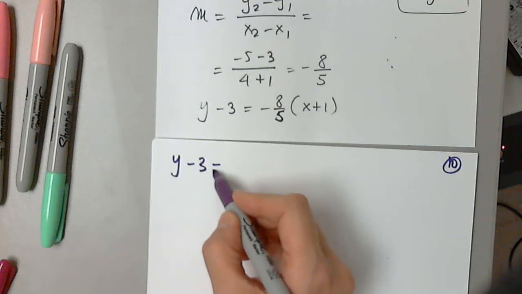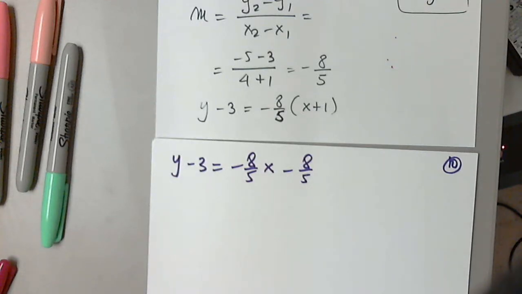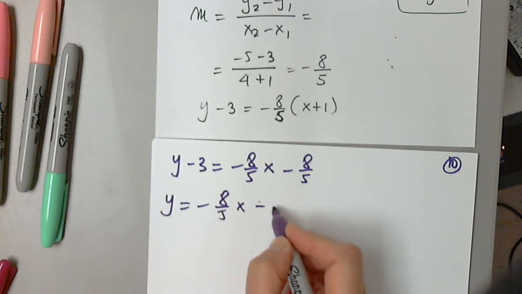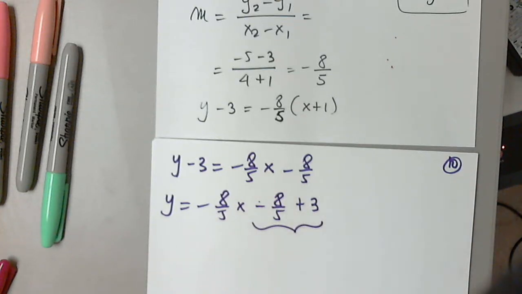So y minus 3 equals negative 8/5 x minus 8/5. We distribute negative 8/5 to x and to 1. And then we add 3. So y equals negative 8/5 x minus 8/5 plus 3. We have to add these two.